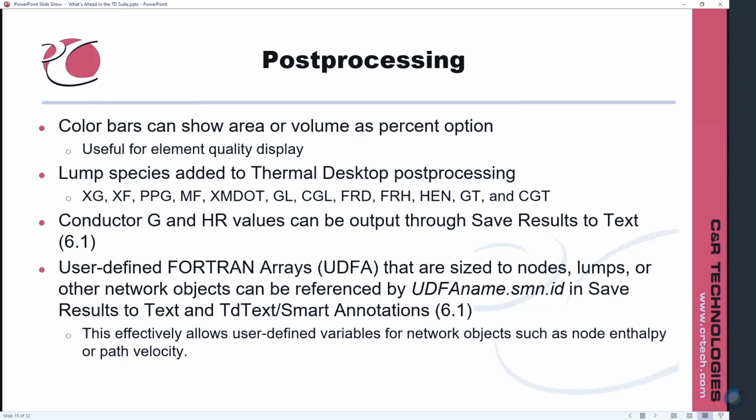For post-processing, color bars can show area or volume as a percent. So we have an option for that now. And this is very useful for element quality display, where we show the skew of elements. It's good to know what fraction is at what level. So you can certainly see that. Hopefully you're skewed more to the lower end of the scale with very few elements up towards a value of 1, which means a degenerate element.